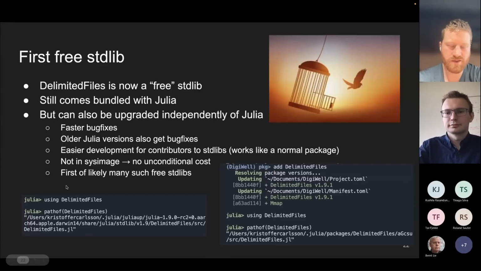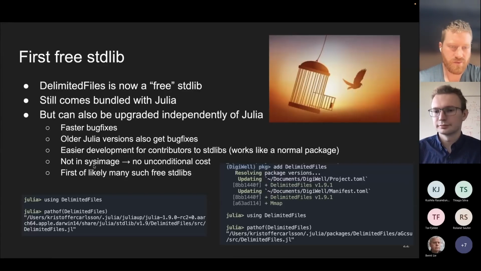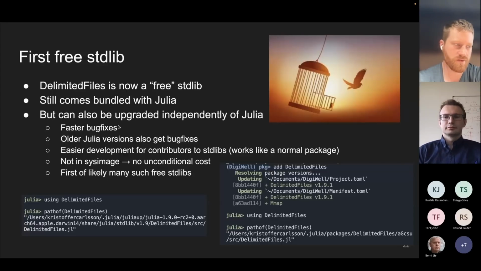It's also not in what's called the system image, which is loaded when you load Julia, and all these standard libraries that are in the system image put somewhat of a cost in, for example, the start time of Julia, because even if you're not using the delimited files, the fact that it's in the system image means that it's a cost when you load Julia. And if this experiment turns out well, we might try to do that with other standard libraries to also sort of free them, because there's not that many drawbacks to it.